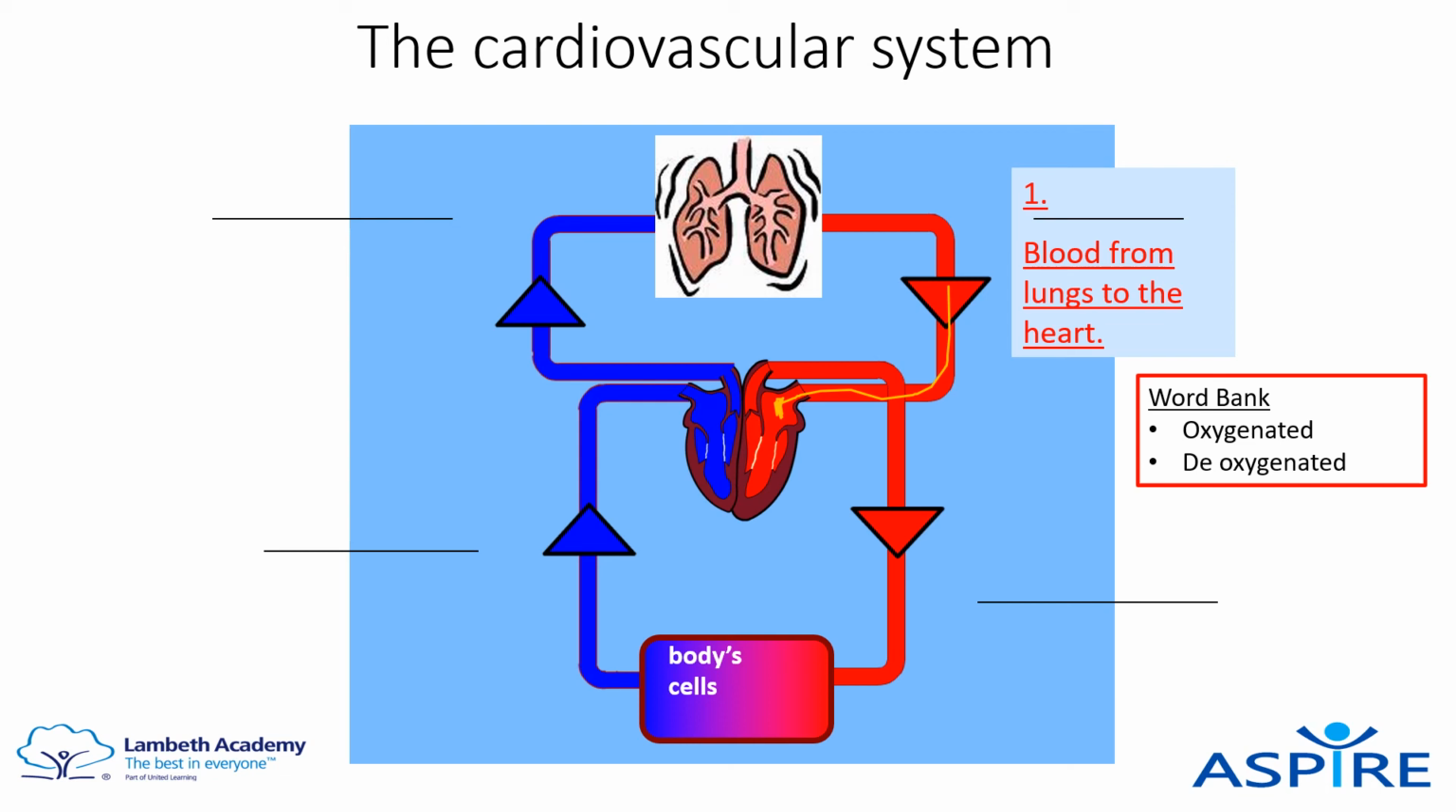You also see that it's colored in red, and if you ever see that depicted on a diagram like this, red usually signifies oxygenated blood, so blood with a high concentration of oxygen. Okay, great, we've got that. It's coming from the lungs back into the left atrium.